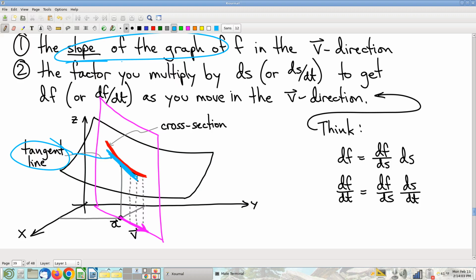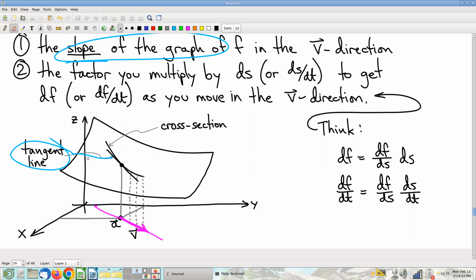Right? Just not in the x direction, not in the y direction, but in a different direction, the v direction. So in the same way that partial derivatives give you the slope of the graph, well, ditto, directional derivatives give you the slope of the graph.